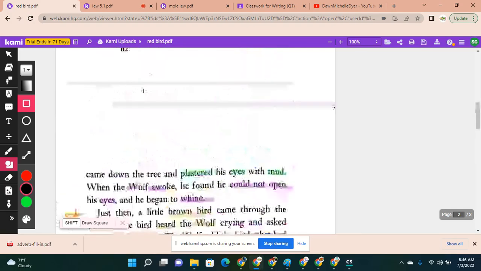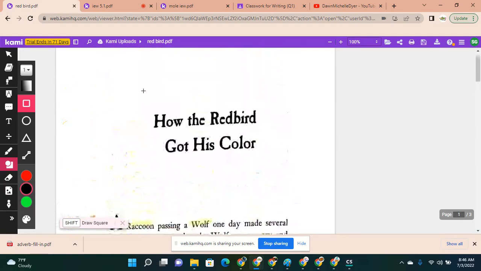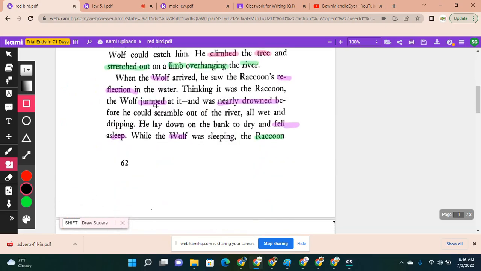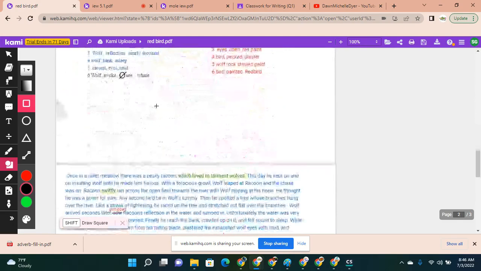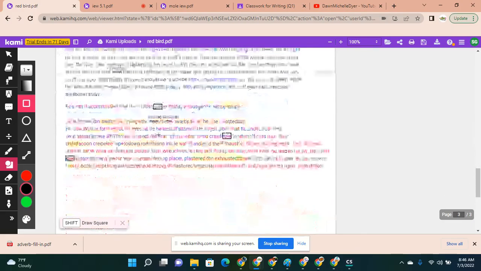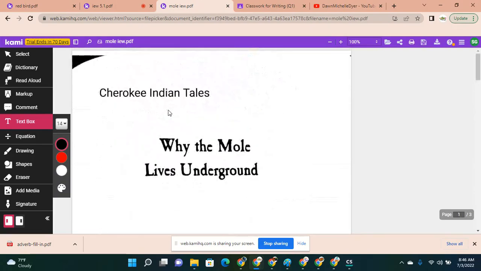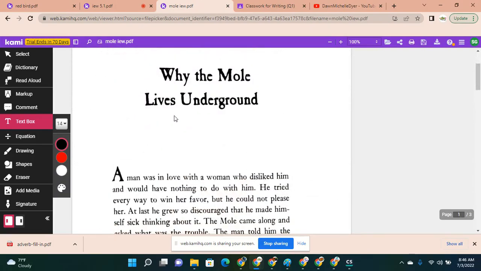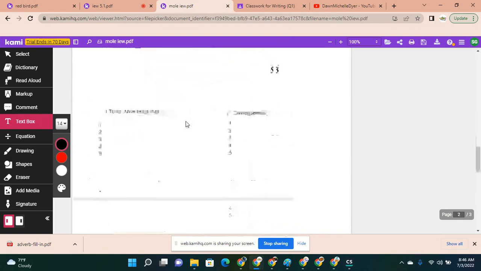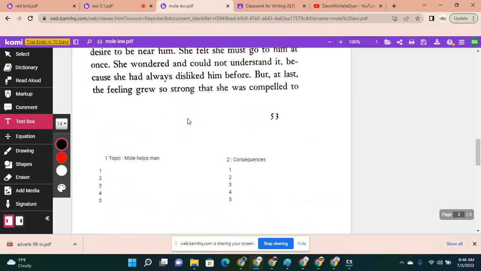This was my story that I had used from How the Redbird Got His Color, and I rewrote it. I made 2 paragraphs, which is what you're going to be doing today. Your story today is going to be about why the mole lives underground, and I want you to write 2 paragraphs about it. Today you're only going to have to write the first paragraph, and then tomorrow you'll write your second paragraph.